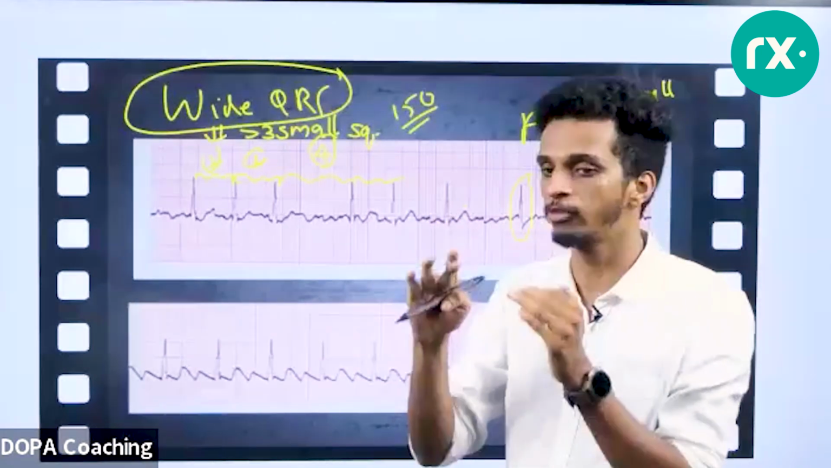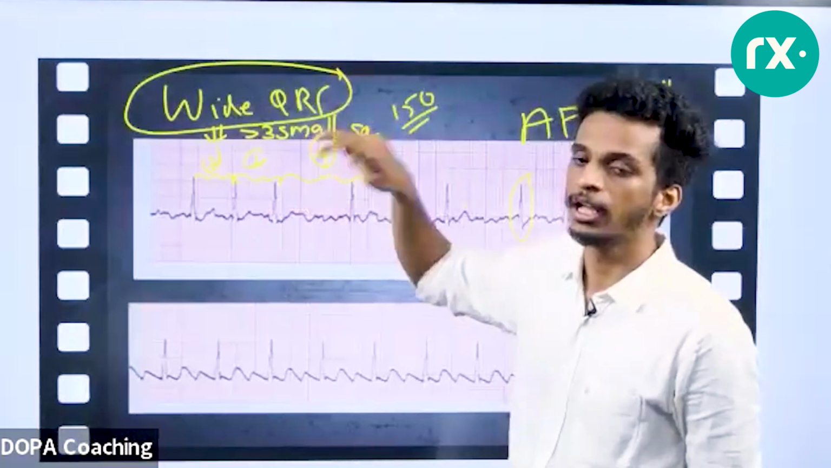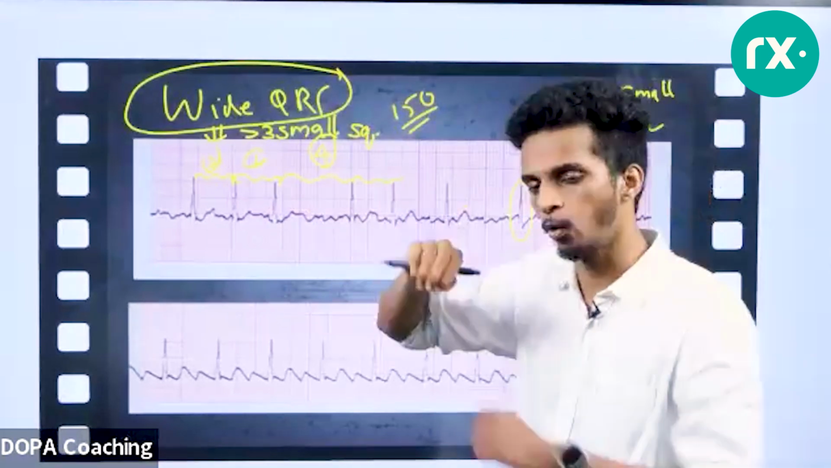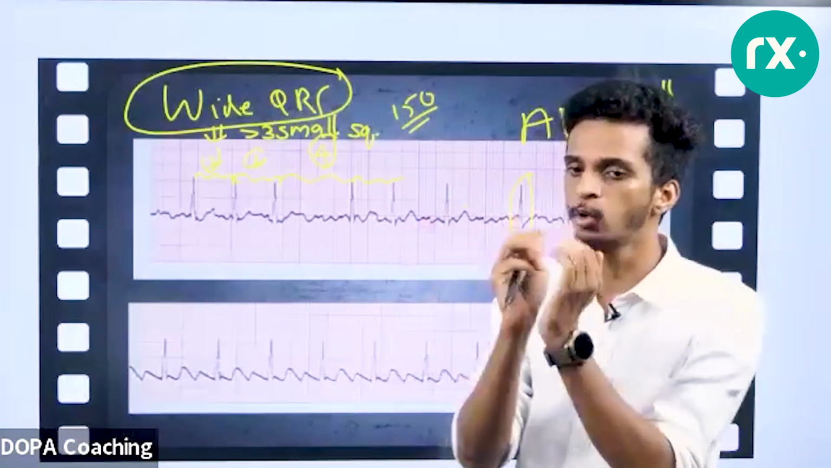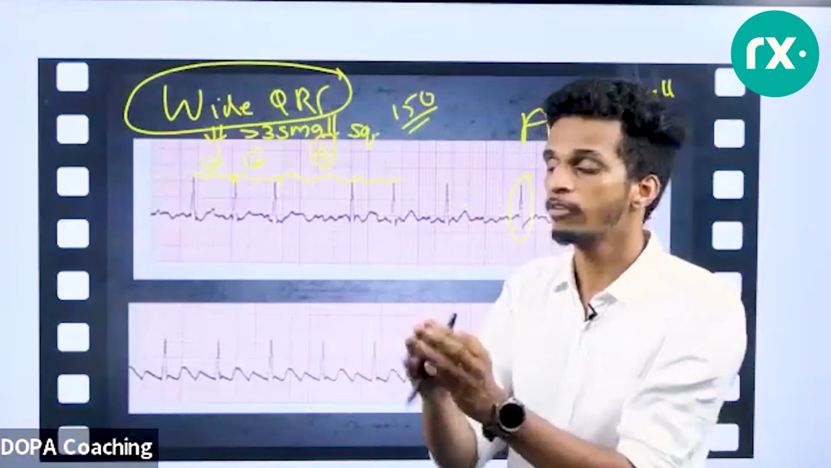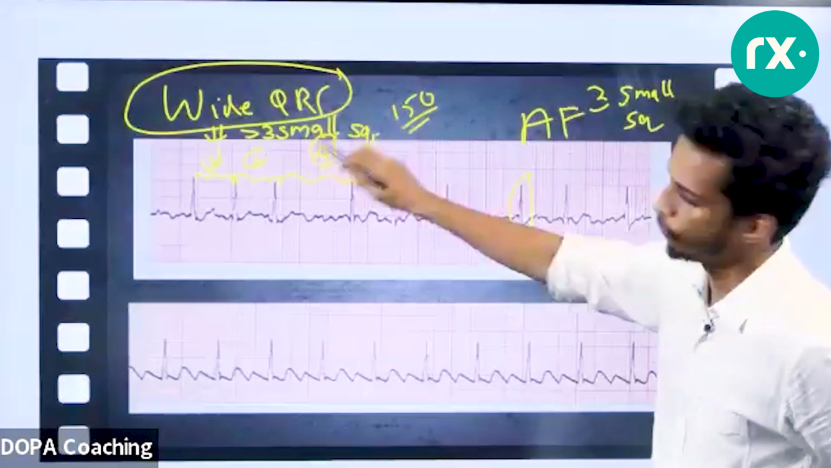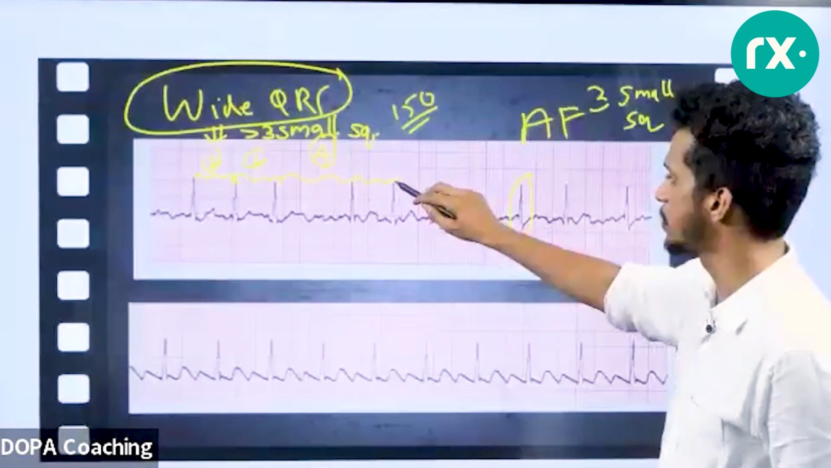I hope everybody is clear about this point. And why is it so? A rhythm coming from the ventricle will take a longer time, so that's why the QRS becomes wide. We call it a wide QRS when the duration of QRS is more than 3 small squares. So simply, the first point in this ECG is that this ECG is irregular.